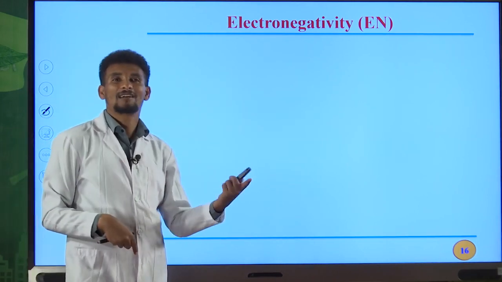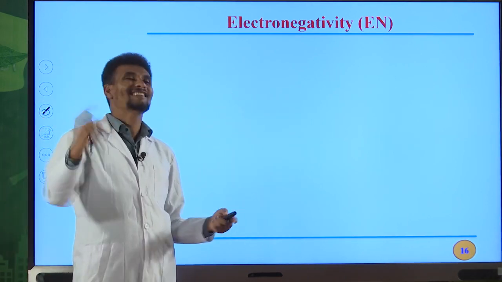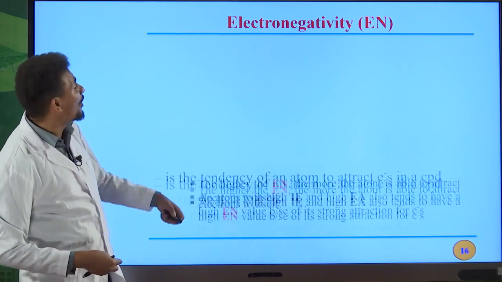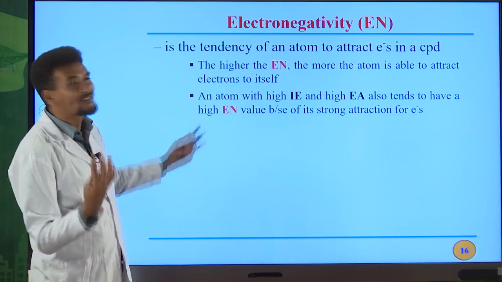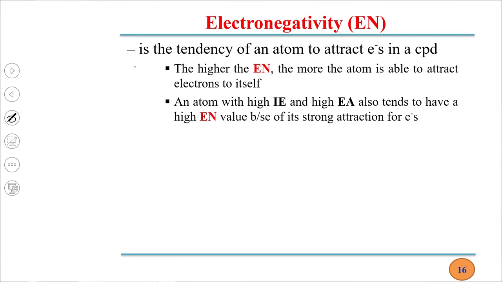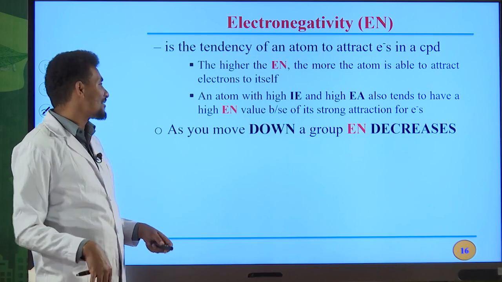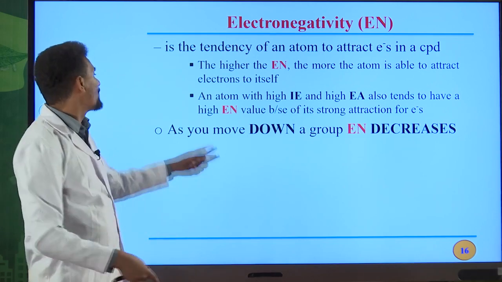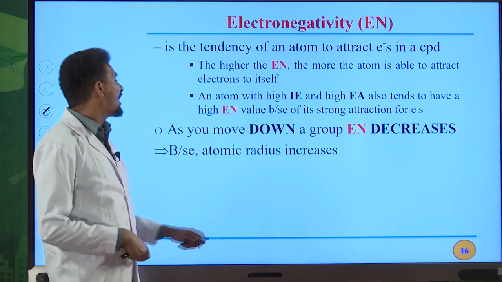Another periodic property is electronegativity. This is nothing but the ability of an atom to attract electrons to itself in a compound. So this is the definition of electronegativity. The higher the electronegativity, the more the atom is able to attract electrons to itself. An atom with high ionization energy and electron affinity also tends to have high electronegativity. So they are directly proportional. So down the group, electronegativity decreases. Electron affinity also decreases. Ionization energy also decreases. But from left to right across the period, electronegativity increases. Electron affinity also increases. Ionization energy also increases.